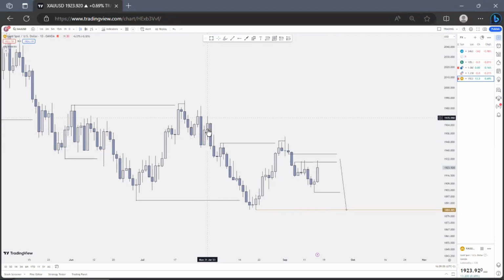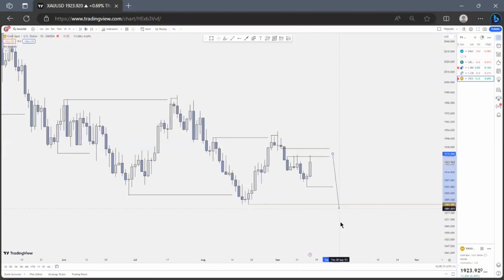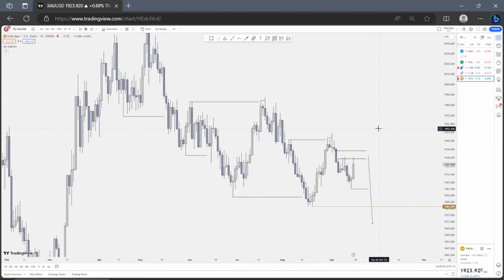We're just going to get maybe one day of manipulation on Monday. We can get that further push to fill this fair value gap fully. And then we start to see price pushing all the way to the downside to take out these lows here. So that's basically what I'm going to be looking at here on gold.